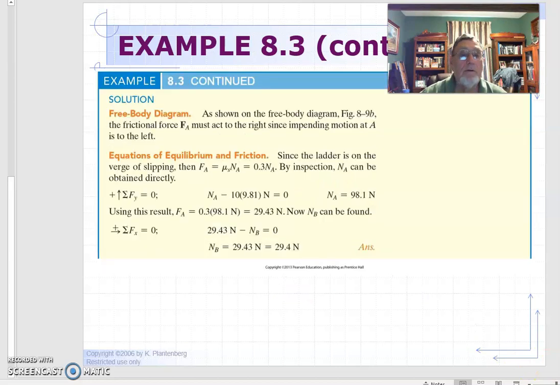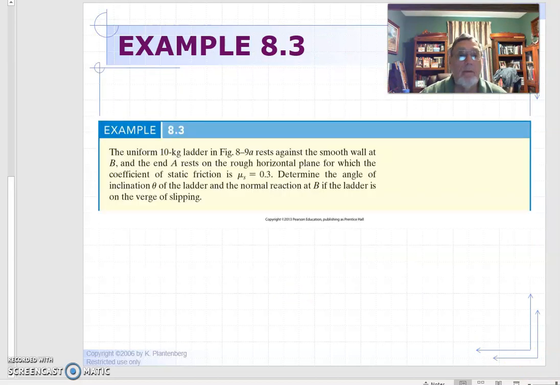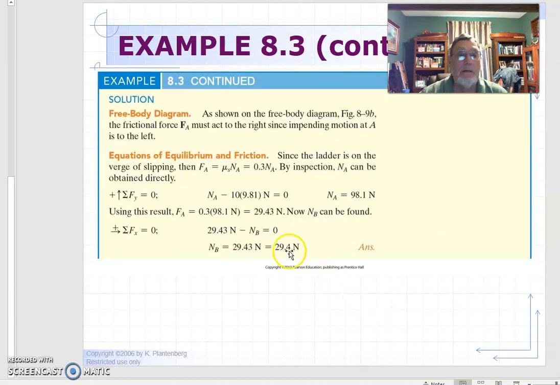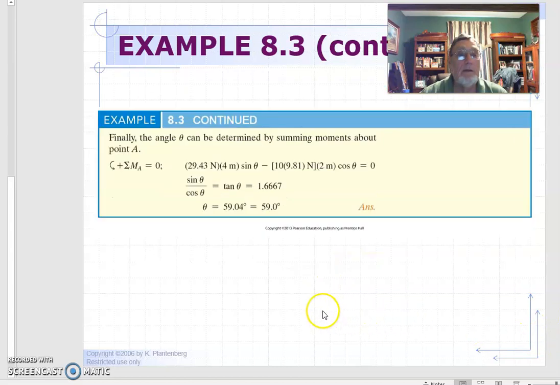So what was the question on that one? I forgot already. Determine the angle of inclination of the ladder if it's on the verge of slipping. So he did give us that clue that we can use F equals mu times N. So let's see. He got his N, it would be N_B. He got his N_B, so then he can go back and use that to get his F. And then, knowing F, he then solves for the angle.